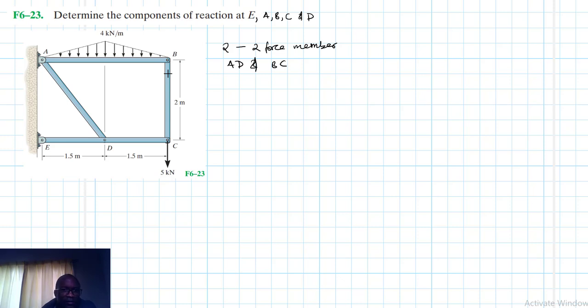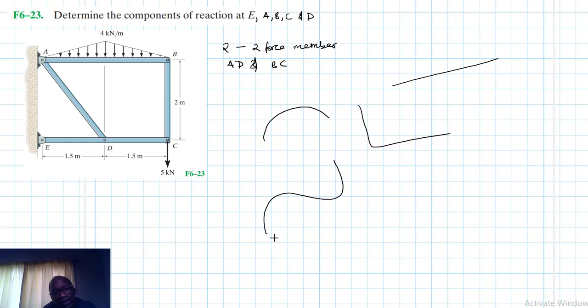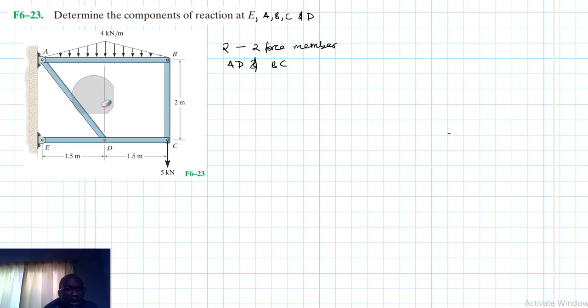All right. And the two force member can be of any shape. It can be like this, can be like this, can be a straight one. So it doesn't matter. But it will have two forces at two locations, and these forces will be equal in magnitude and opposite in direction and collinear. No moments. Great. So we have these two members, member AD and member BC.